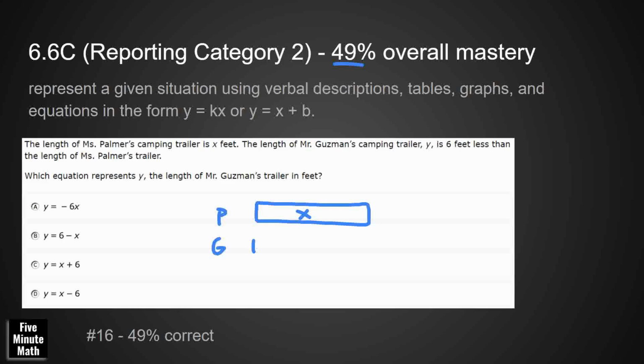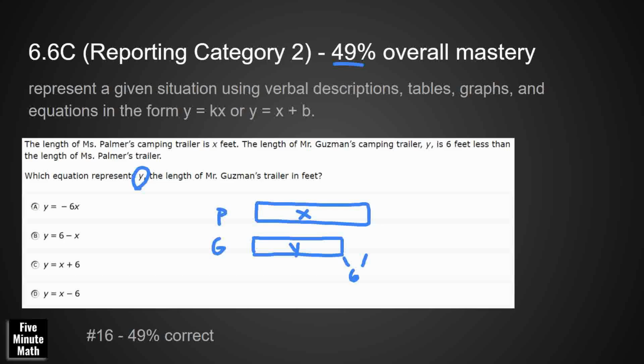Okay, so what it says here, that Mr. Guzman is Y, and it's 6 feet less. So I drew it shorter because Miss Palmer's X is longer. And what I could do is I can say, all right, so this distance is 6. Okay, so which equation best represents Y, the length of Mr. Guzman's trailer in feet?